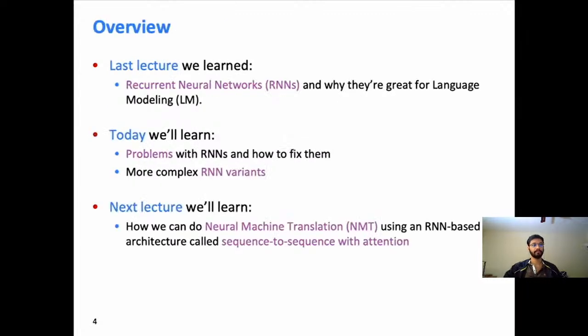Okay, so here's an overview. Last week, we learned about recurrent neural networks, and we learned about why they're really great for language modeling. Today we're going to learn about some problems with RNNs, and we're going to learn about how to fix them. This is going to motivate us to learn about some more complex RNN variants. Then next lecture on Thursday, we're going to have some more application-based content. We're going to be learning about neural machine translation, which is a really important task in NLP and deep learning. In particular, we're going to learn about this architecture called sequence-to-sequence with attention.